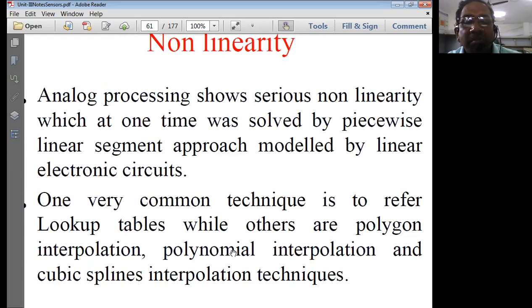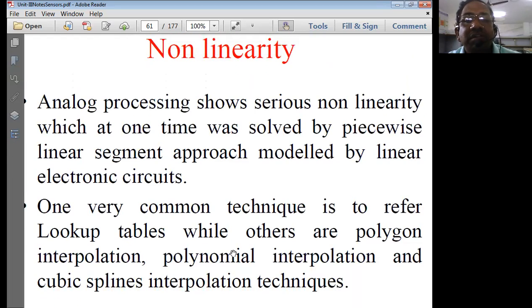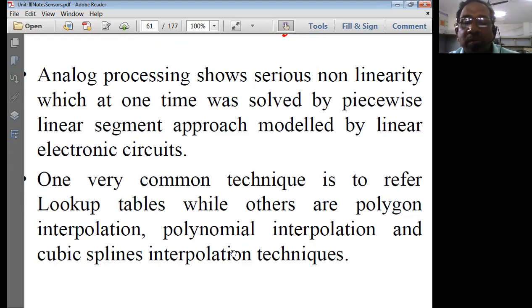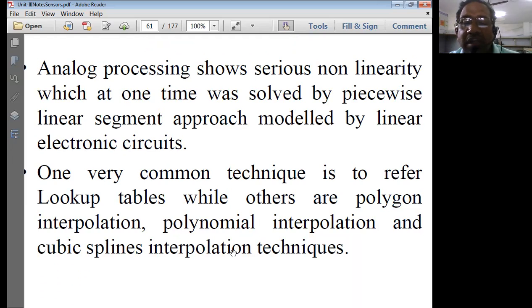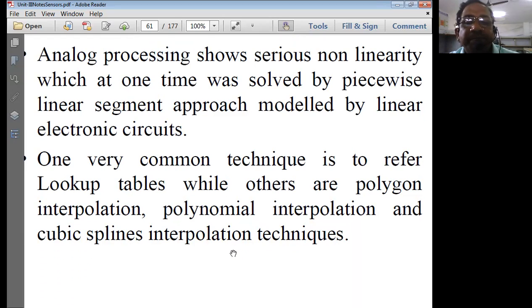So these are the problems you're going to have: non-linearity. That means the output is expected to be linear, but the output is going to be non-linear. So we should always take measures to get a linear output at the output of a smart sensor.